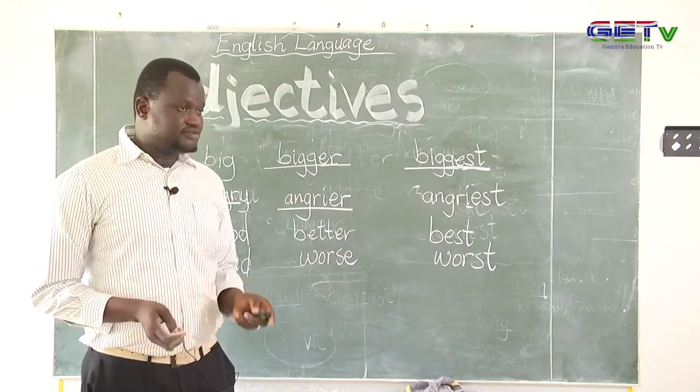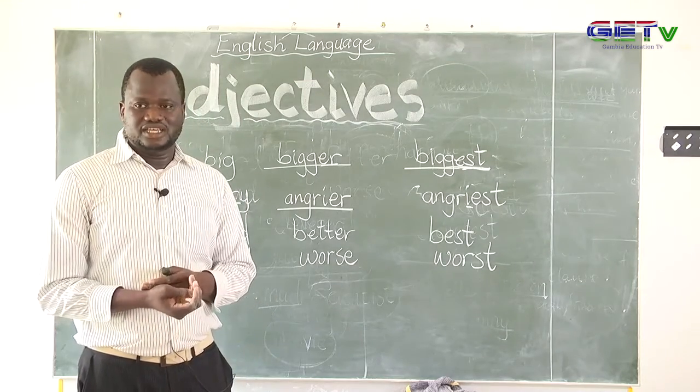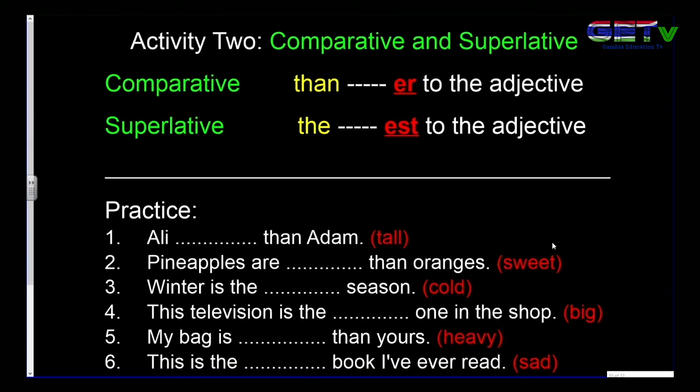That is for that. And now we move on to exercise 2. We move on to activity 2 now. In this activity, comparative and superlative. For the comparative, you have been reminded that ER is added to the adjective to form the comparative. And for the superlative, the, and then EST will be added to the original adjective.